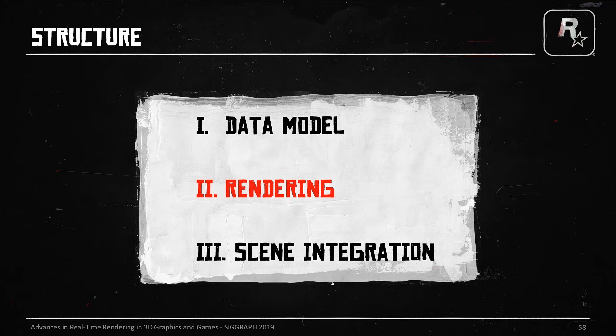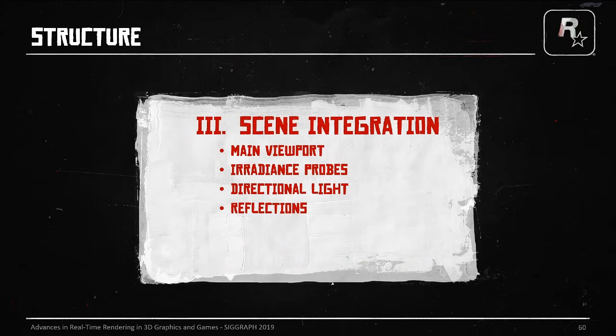This covers it for the rendering part. Now let's have a look at how we put these into the scene. We'll have a look at how we render the main viewport effects, but also the impact on lighting, like on irradiance, directional light, and reflections.